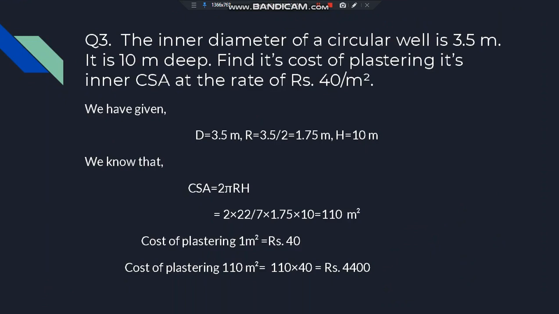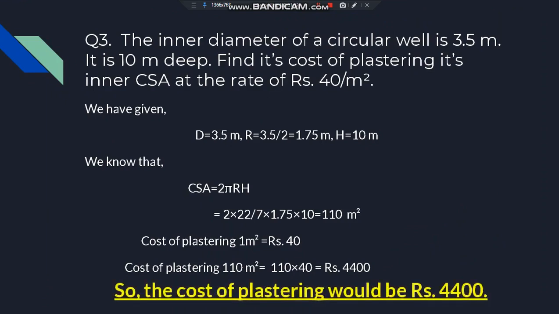Now let us find the cost. So the cost of plastering 1 meter square is rupees 40. So the cost of plastering 110 meters square would be 110 into 40, that would be equal to 4,400 rupees. So the cost of plastering would be rupees 4,400.